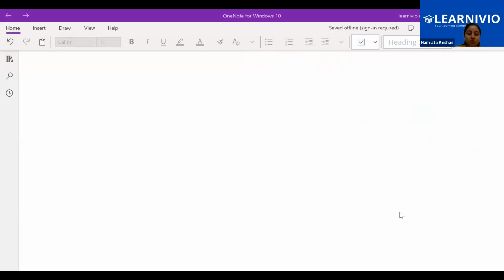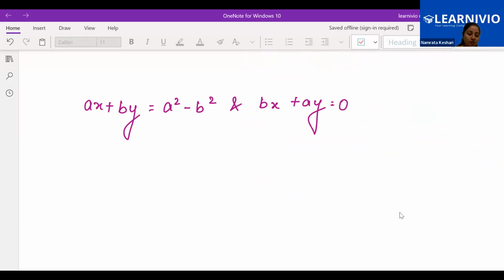So the first question which you have sent me is: ax + by = a² − b², and bx + ay = 0. Find the value of x + y. That means we have to find x and y at first, right?